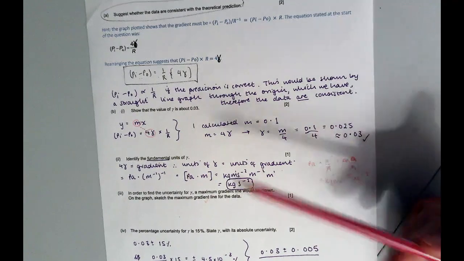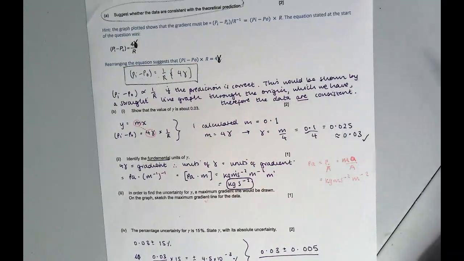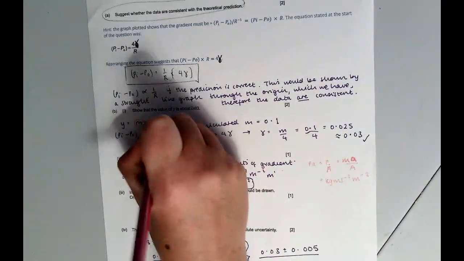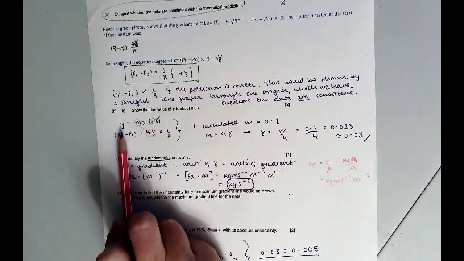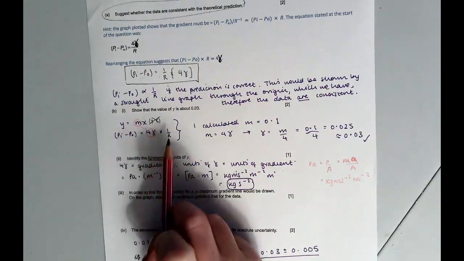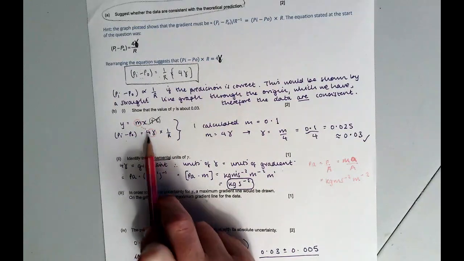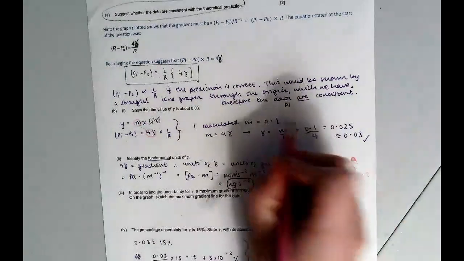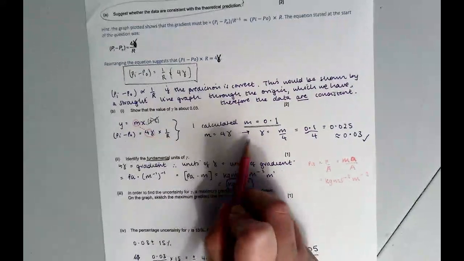The next part of the question asks you to prove that the value of gamma is about 0.03. So again, we know we have a straight line graph, which is y equals mx plus c, but c was 0 because it went through the origin. We plotted p minus p naught for y. We plotted 1 over r for x, and so therefore the gradient of my graph must be equal to 4 gamma. I calculated the gradient to be 0.1, and that is equal to 4 gamma.